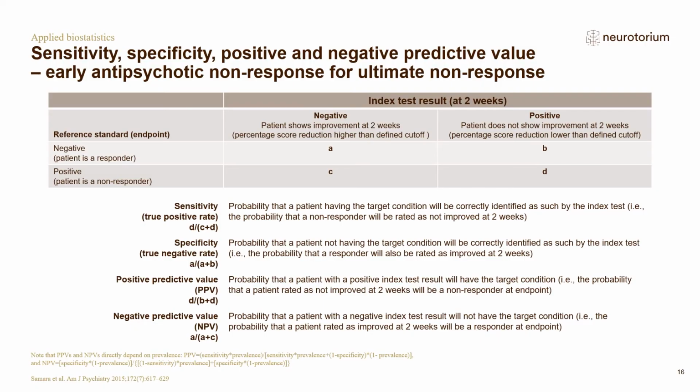Then you may have heard about sensitivity, specificity, positive predictive and negative predictive value. This has to do with a test of outcome when you measure something in the beginning and see whether that is predictive for an outcome at the end. Sensitivity means, can you identify the true positives? And specificity is, can you identify the true negatives?